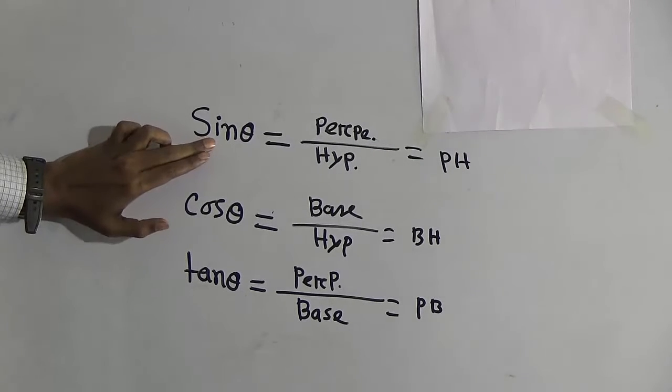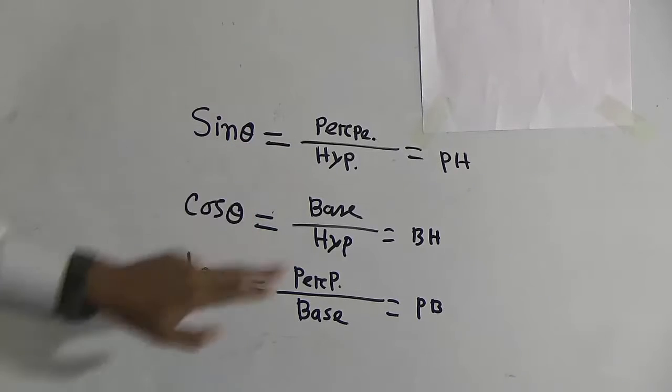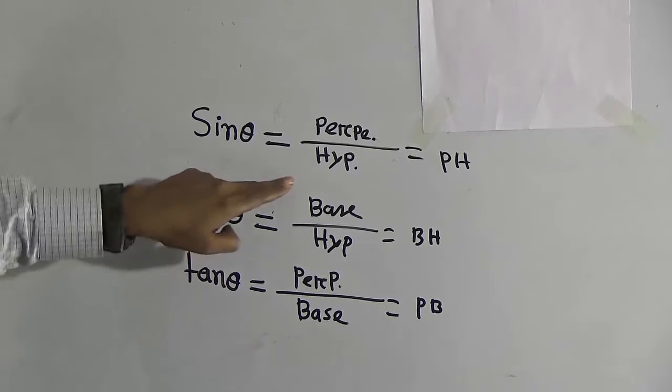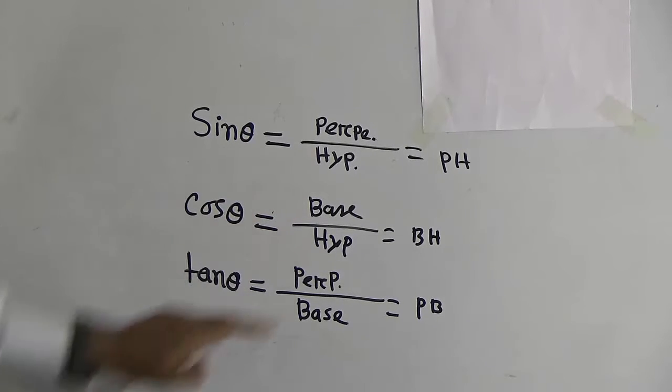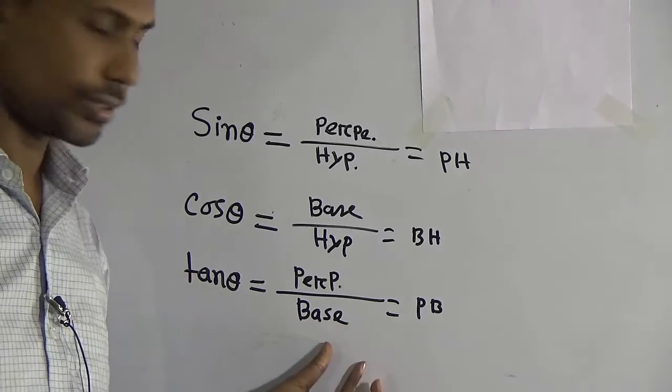Look, student, sin theta equal to what? We know perpendicular by hypotenuse. Cos theta equal to base by hypotenuse. Tan theta equal to perpendicular by base. Okay?